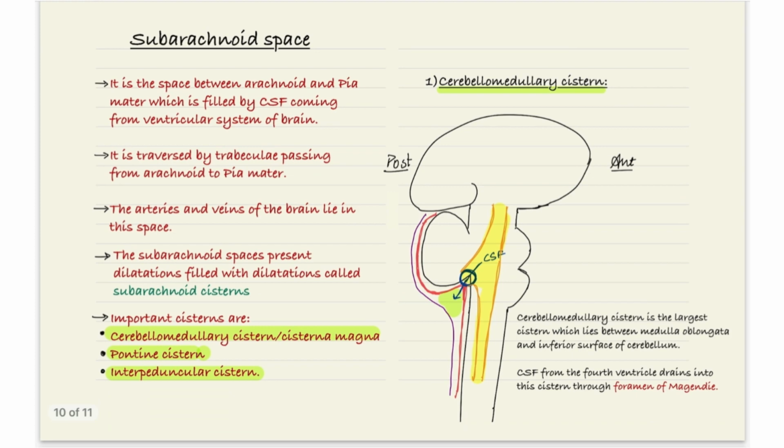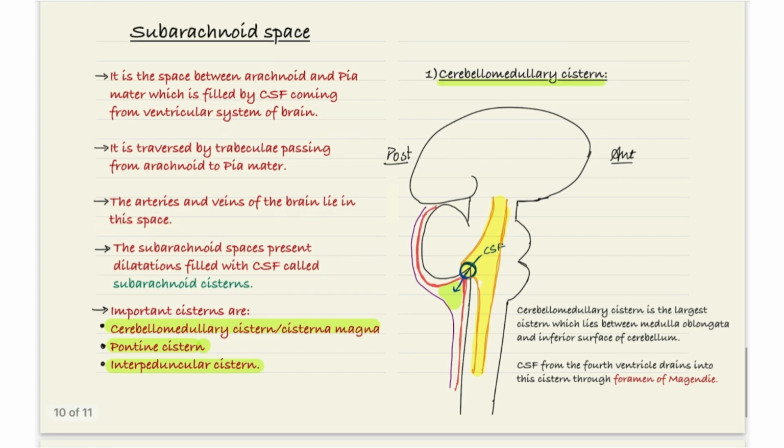Now, the subarachnoid space. It is the space present between the arachnoid and the pia mater, which is filled by the CSF coming from the ventricular system of the brain. It is traversed by the trabeculae passing from the arachnoid to the pia mater. So since the trabeculae pass from the arachnoid to pia mater, they cross the subarachnoid space which lies between the arachnoid and the pia mater. The arteries and veins of the brain lie in this space.